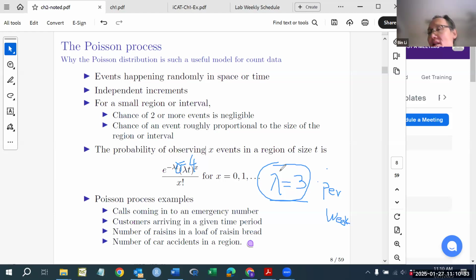We have 4 weeks. So the probability of observing X car accidents in this region over a month is e to the negative lambda t, where lambda is 3 times 4. So that's e to the negative 12 times 12 to the power of X divided by X factorial. And that is the probability of having X car accidents within a month.